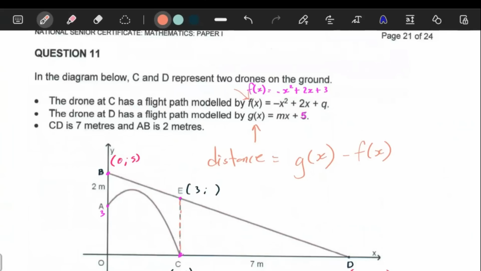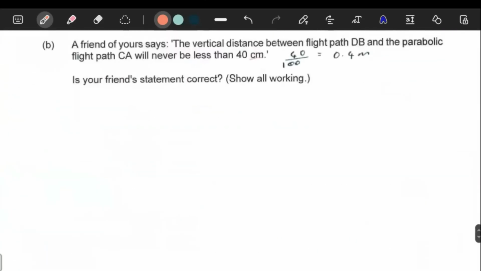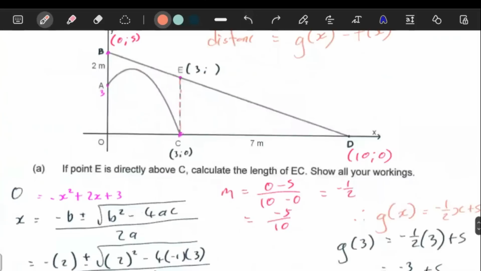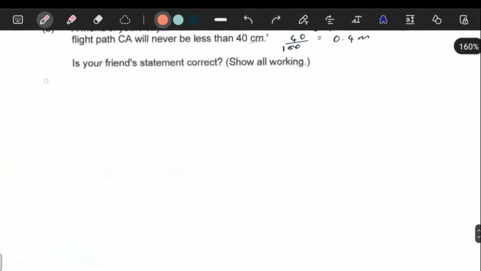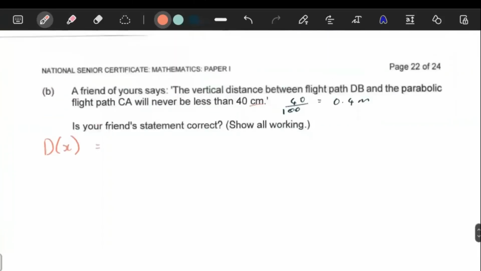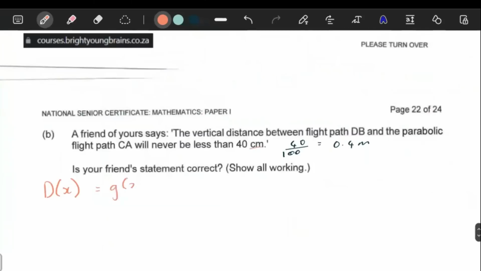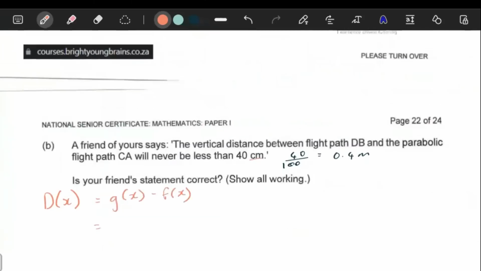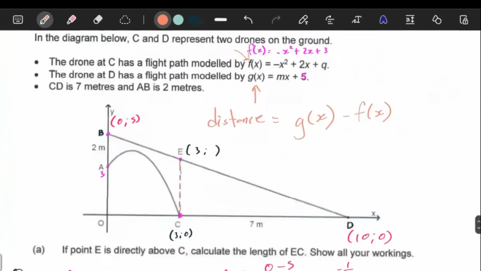So with that being said, let us dive into this particular question. This kind of question is a 6-mark question, so you don't have to worry too much about it. Let's just get the distance equation first. The distance, let's say d(x), the distance here in terms of x, is equal to the equation of g minus the equation of f. The equation of g, we said, is going to be negative a half x plus 5.